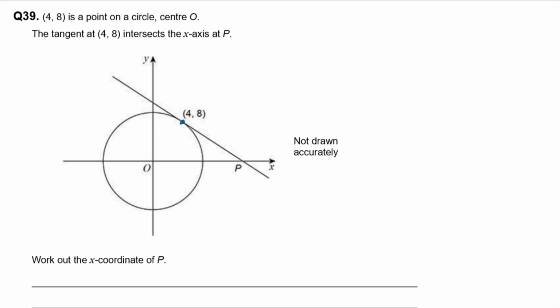Okay. So what we're going to have to do here is find the equation of the line, of the tangent, and then work out the value of P. Because we know the y-coordinate is going to be 0, isn't it? Because it lies on the x-axis. So if we find the equation, we sub 0 in it for y, we should find the value of x, and then we've got our coordinate.